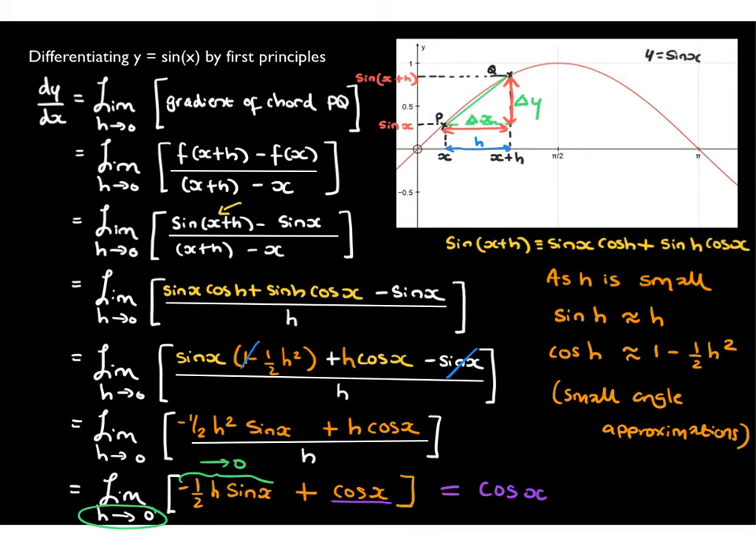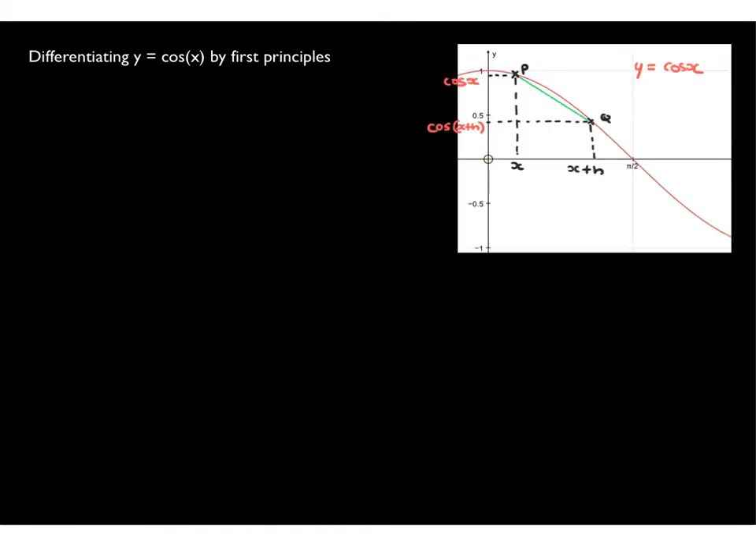And don't forget what we were actually doing here. We were finding dy by dx, where y was equal to sine x. And we've discovered, using first principles, that if you differentiate y equals sine x, then dy by dx is equal to cos x. So the sine function differentiates to the cosine function. So here we have a sketch of the graph y equals cos x.